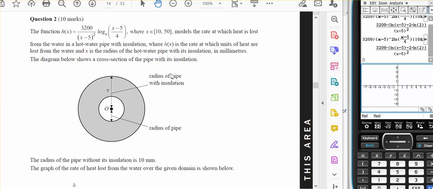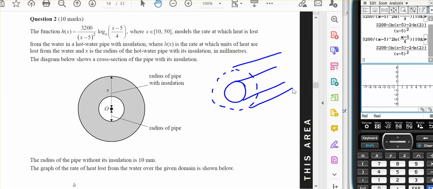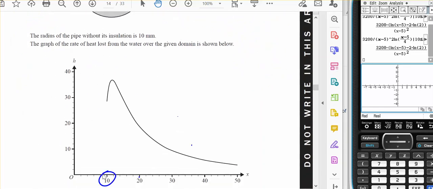Okay, this is question number 2. So we have a wire coil, and around the wire coil we have some levels of insulation, or we have a pipe, and the radius of the pipe is 10, which means this function only exists from 10 to 50, because if there's no insulation, then x is 10. Then if there's insulation around it, we end up with a wider value, which is why this graph starts at 10 and finishes at 50.